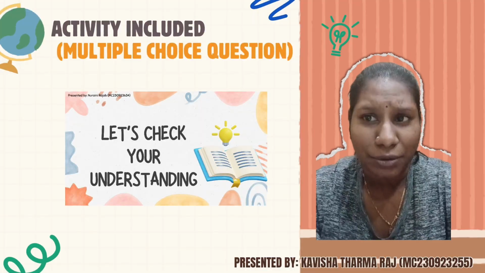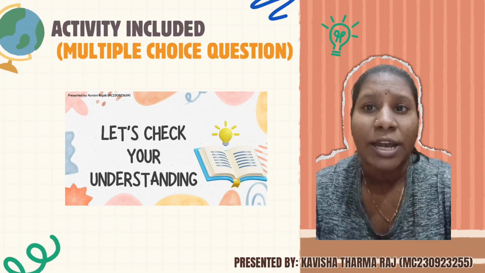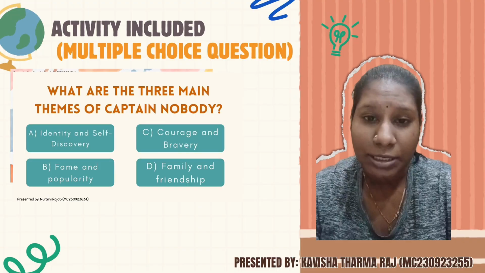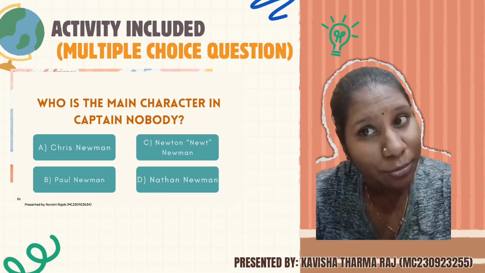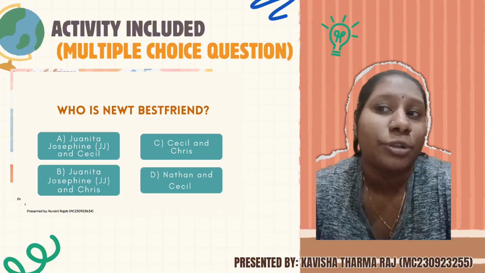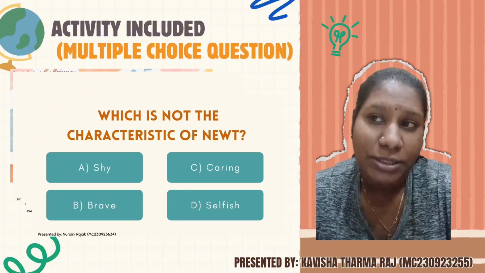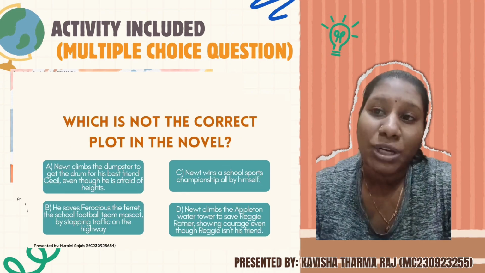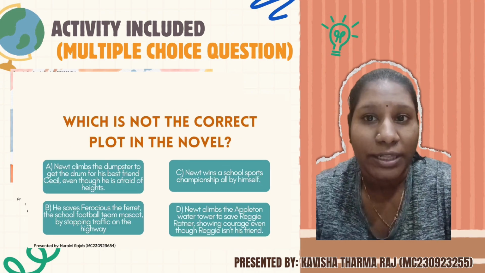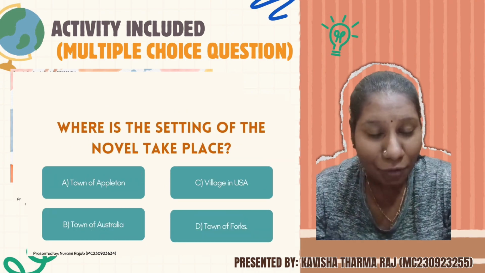During this stage, I also include multiple choice questions. First question is, what are the three main themes of Captain Nobody? Second, who is the main character in Captain Nobody? Third, who is Nude Breastman? Next, which is not the characteristic of Nude? After that, which is not the correct plot in the novel? And finally, where does the setting of the novel take place?